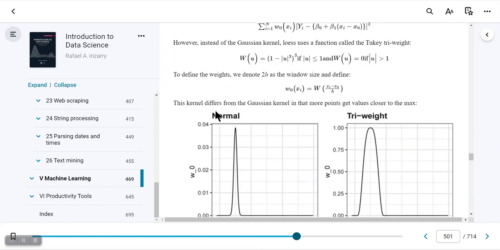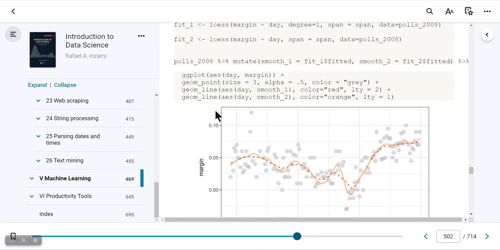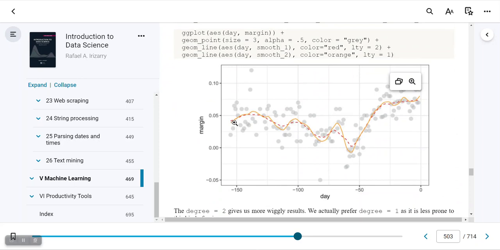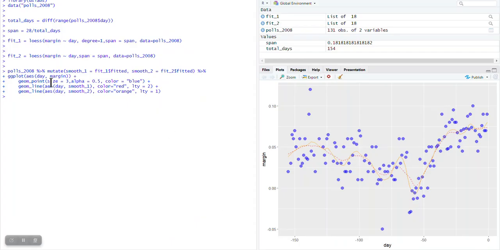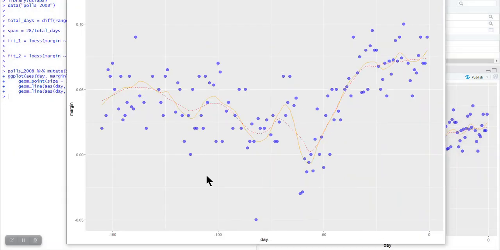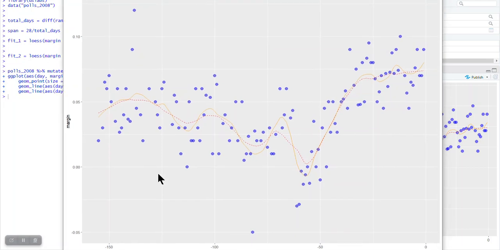In the example that I want to look at, we're comparing a polynomial degree 1 that we're fitting and a polynomial degree 2 that we're fitting. The time frame we're doing is 28 units divided by the total number of days. And the thing that I really want to point out in the code that's important to note, when I take a look at R and I've run this code, and then we look at the graph zoomed in, I've made the data points blue, by the way, instead of the author made them gray.